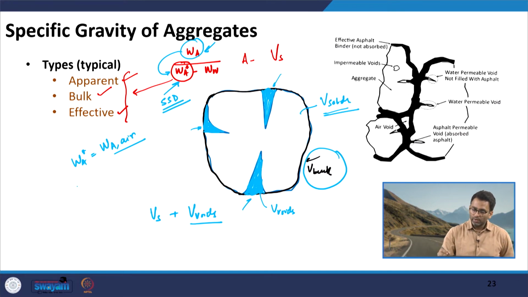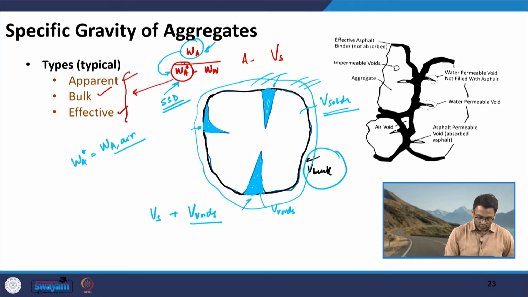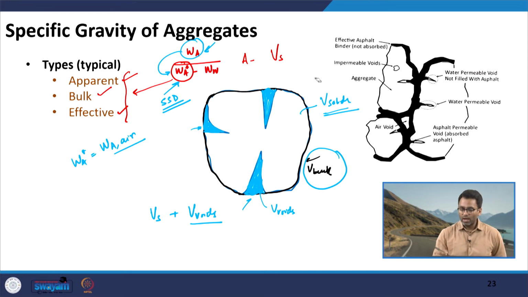What we will do? We will take this aggregate, dip it in the water. So, after you dip it in the water, what will happen? This water will go inside and occupy the pore. The water will also form a film around this aggregate. Using a dry cloth, I will remove this film, all right. So, finally, I will have only the aggregate surface with pores occupied with water, and that is what I am trying to replace here. So, that is why W A star here will be equal to W SSD, saturated surface dry, all right.